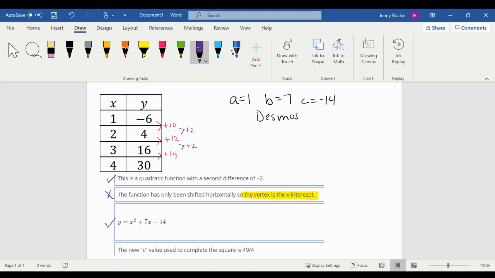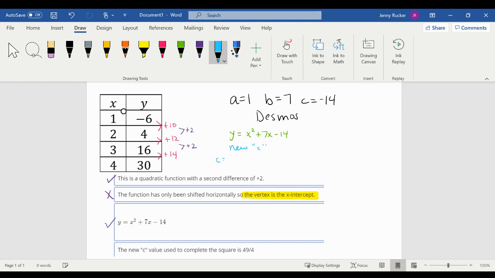Okay, now let's take a look at the statement: the new c value used to complete the square is 49/4. Well, our equation is y equals x squared plus 7x minus 14. So we need to find the new c. This is obviously not a perfect square since our c is negative and our vertex is not on the x-axis, and c is not a perfect square. So let's find a new c.